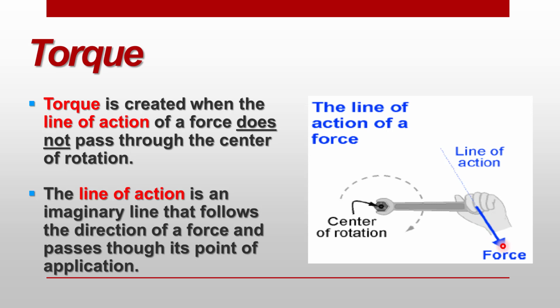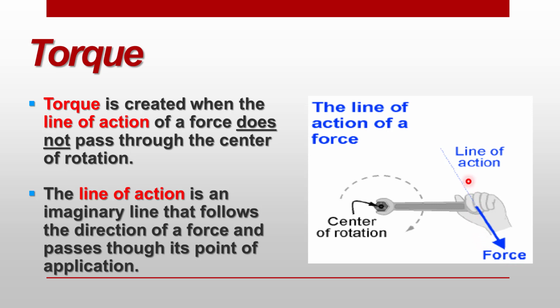Then we will draw an imaginary line along the direction of this force. We will extend this force in the backward and forward direction. So this complete line is known as the line of action of force. This imaginary line is basically following the direction of a force, and it is passing through the point of application of force. So force is applied over here, and if we extend it in the backward and forward direction, that will be known as the line of action of force.